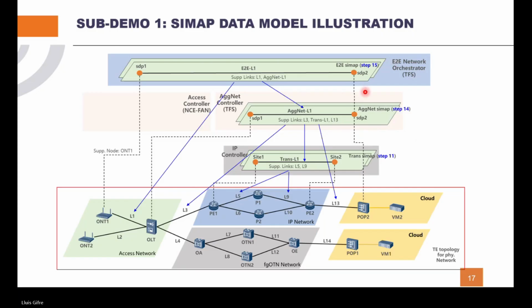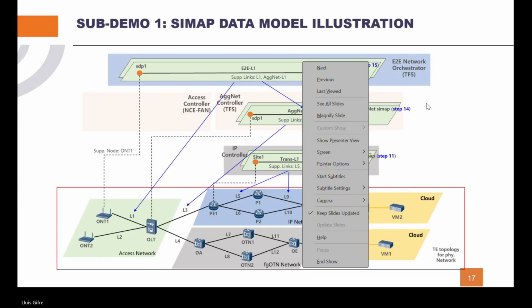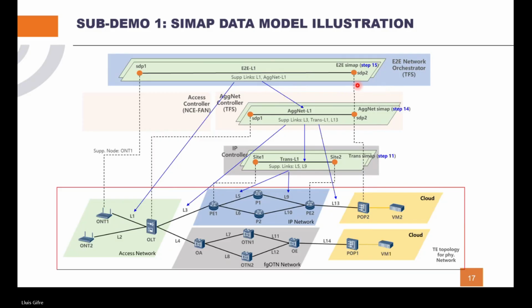This is the representation of sitemap, and here is one of the interesting points that I want to highlight, of why we are using sitemap. The point of sitemap is that it enables you to include links between how the different resources in the network are interrelated. So what I can do is say, okay, in this case, the trans L1 link in this sitemap is supported by the physical links L5 and L9. So this one and this one. Okay, and I know also that this endpoint site 1 and this endpoint site 2 are mapped to the router PE1 and the router PE2.